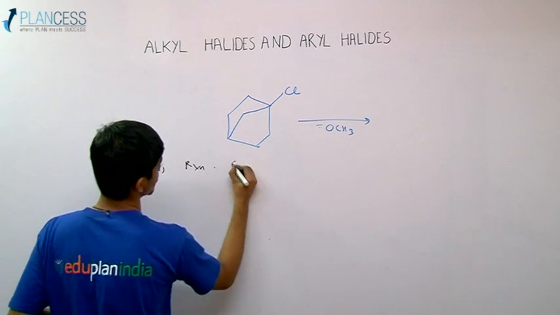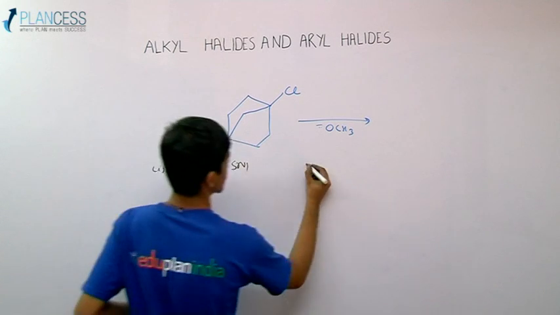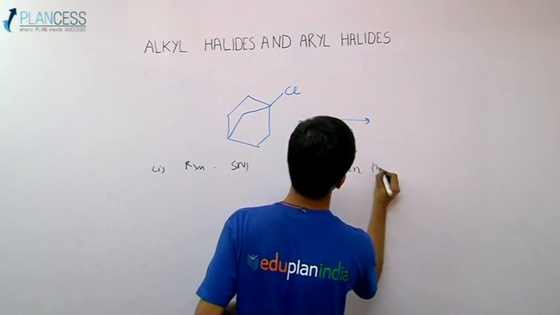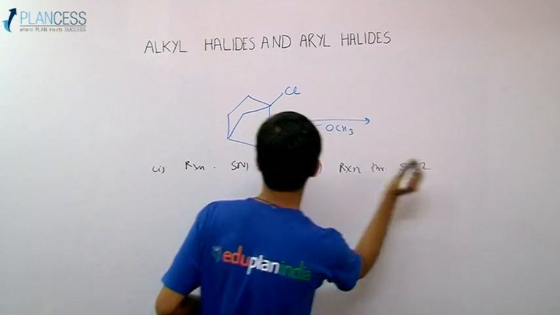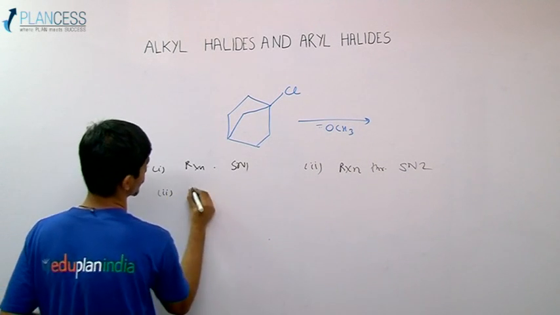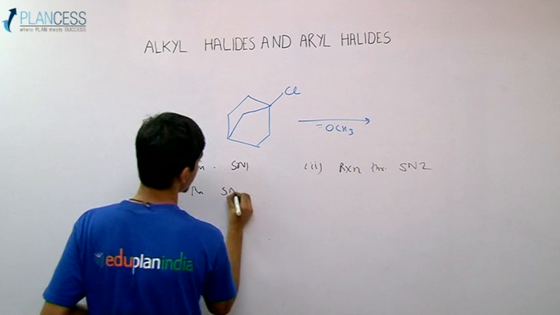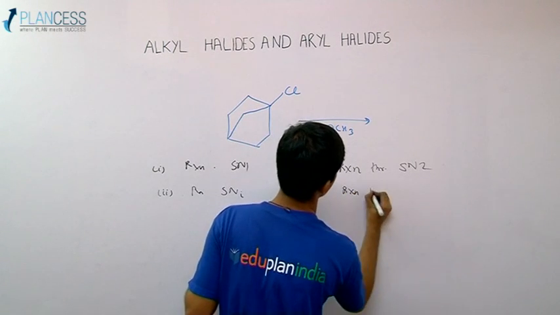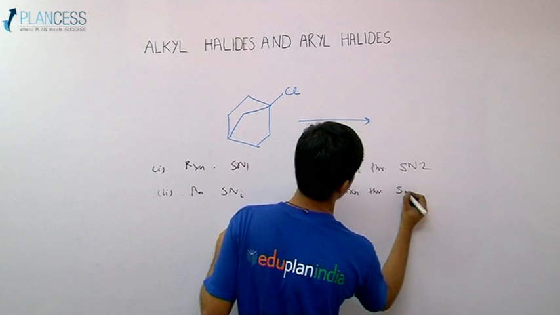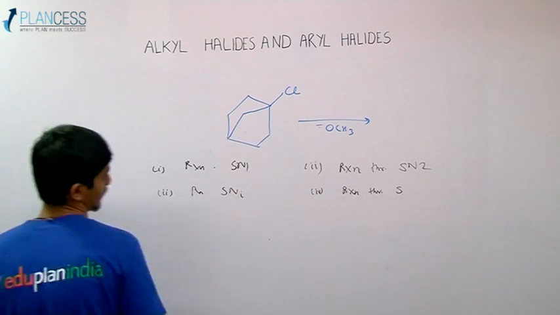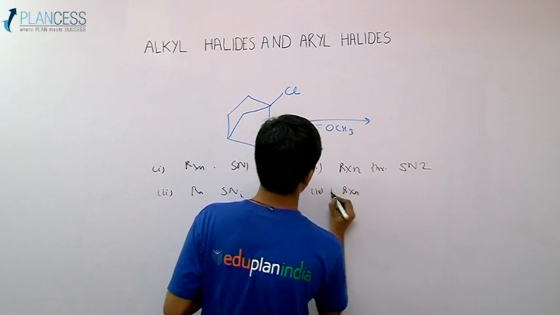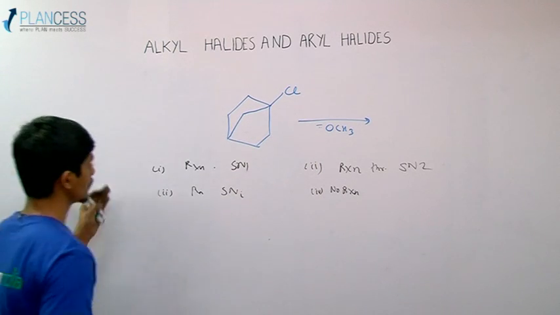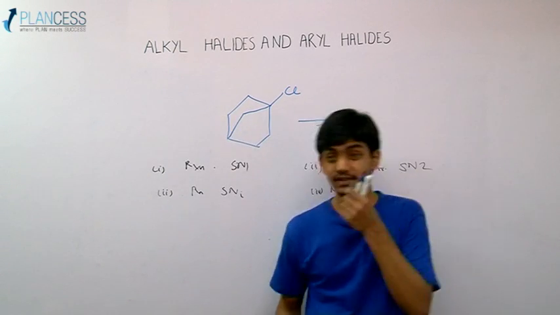reaction through SN1. The option 2 is reaction through SN2. The third option says reaction through SNi, and the fourth option says there is no reaction. Fine. So out of the four options, which is correct?